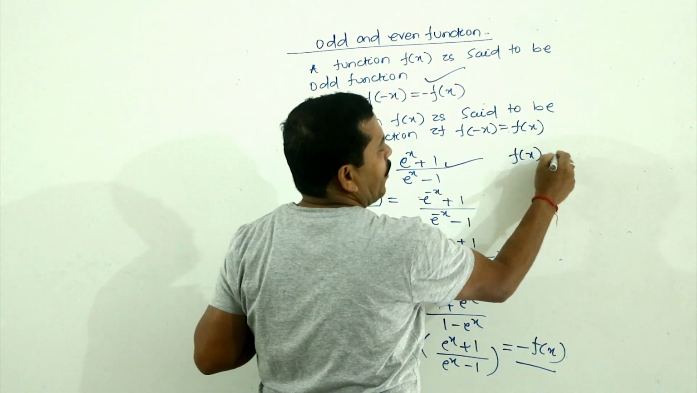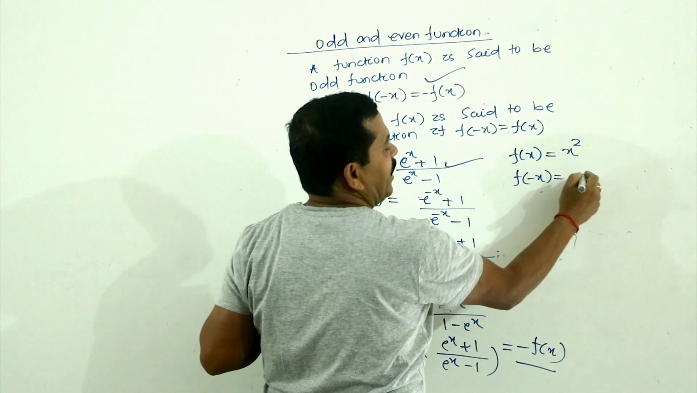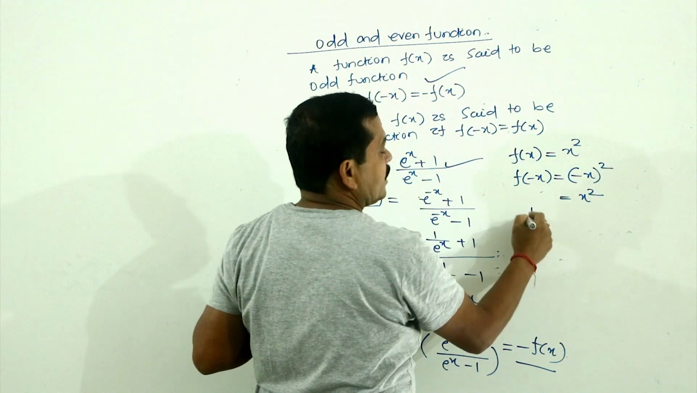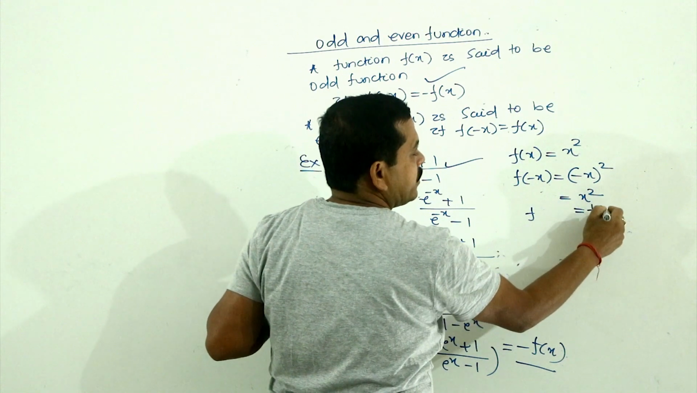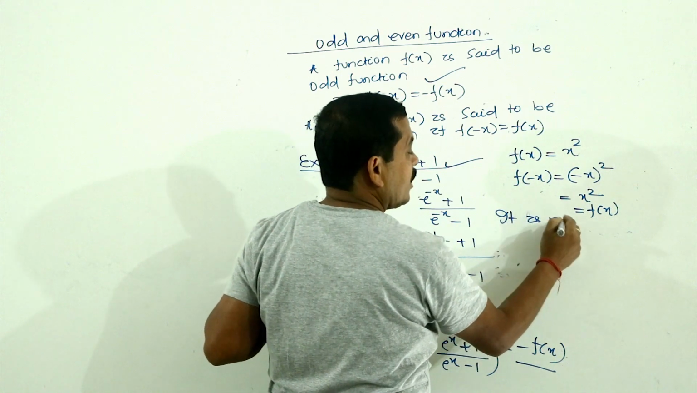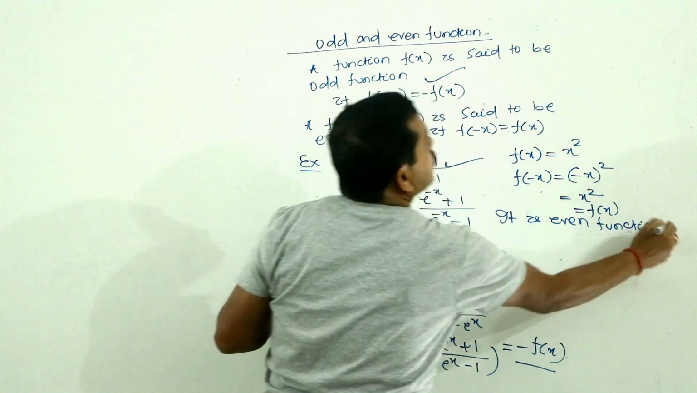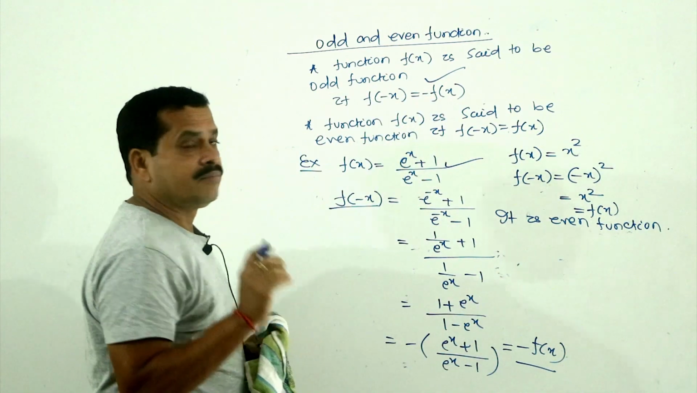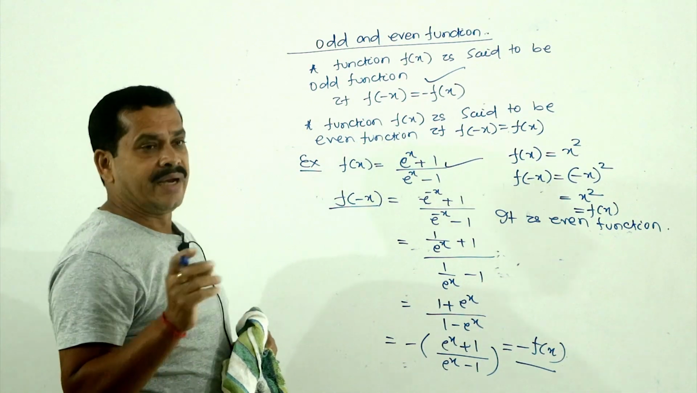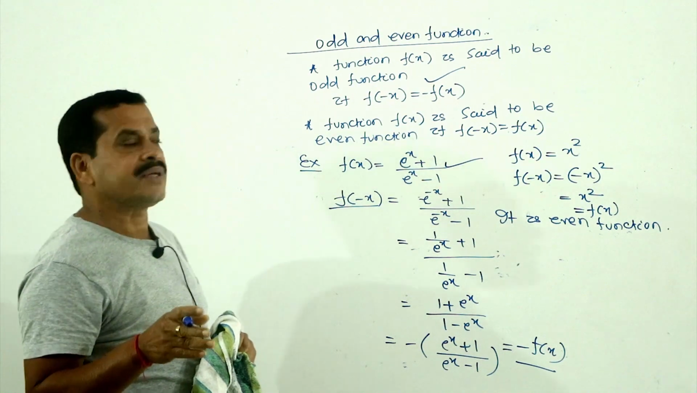Suppose f of x is x square. Then f of minus x will be minus x whole square, that is x square. So it is f of x. It is an even function. Just replace minus x in place of x, and if you get plus f of x then it is even, and if minus f of x then it is odd.